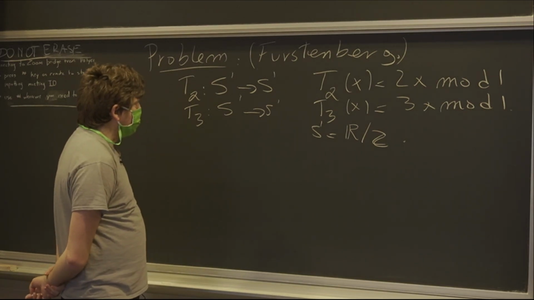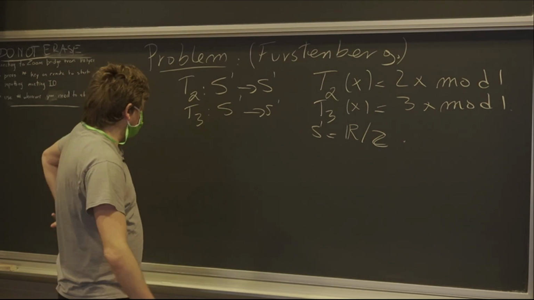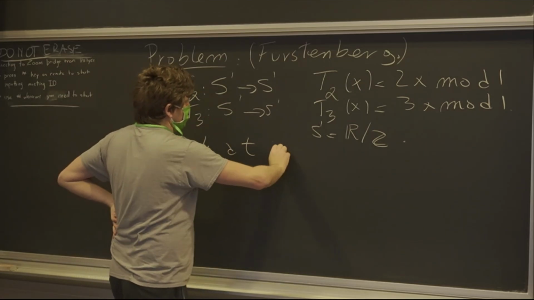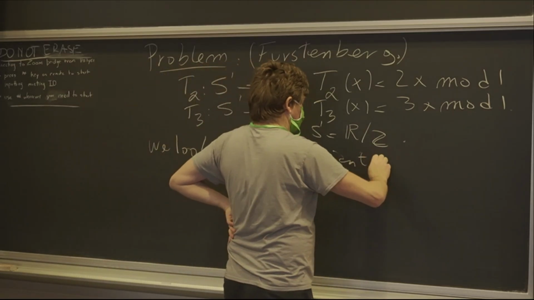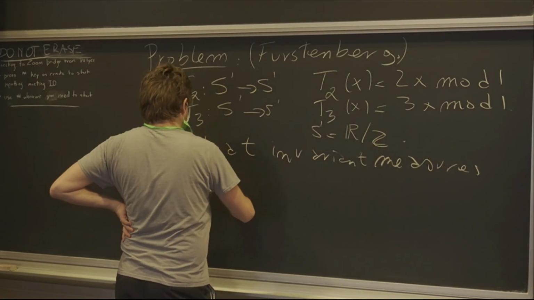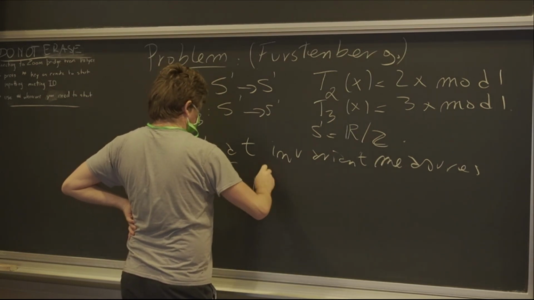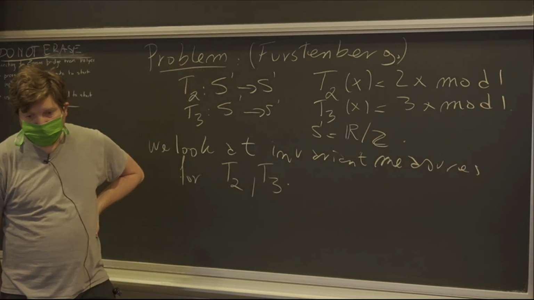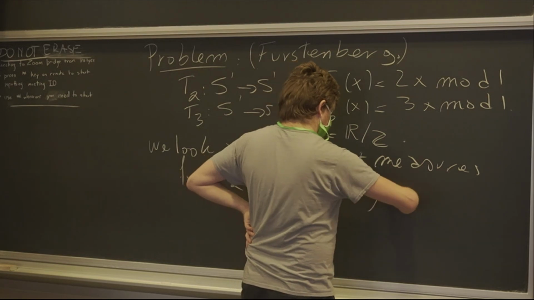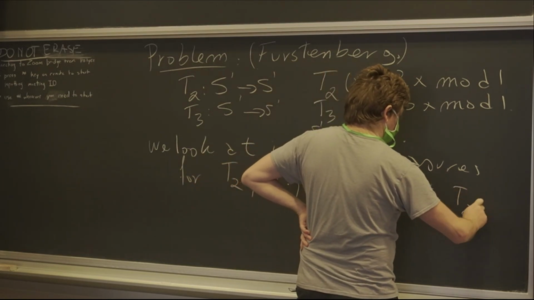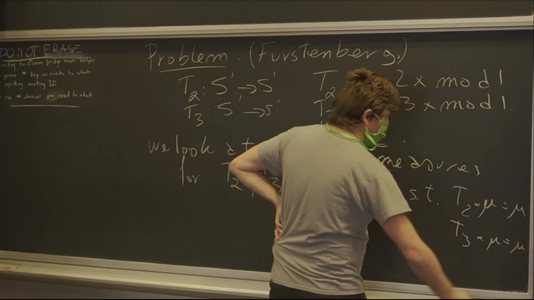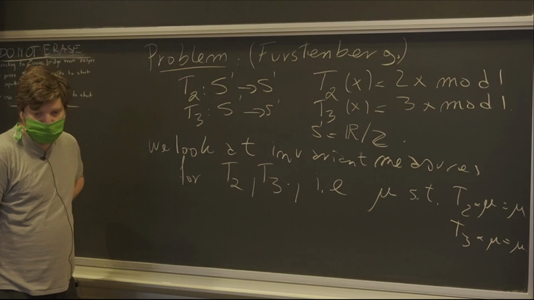And hence we can look at the invariant measures for times 2 and times 3. So measures which are invariant for both simultaneously. Mu such that T2 star mu equals mu and T3 star mu equals mu.